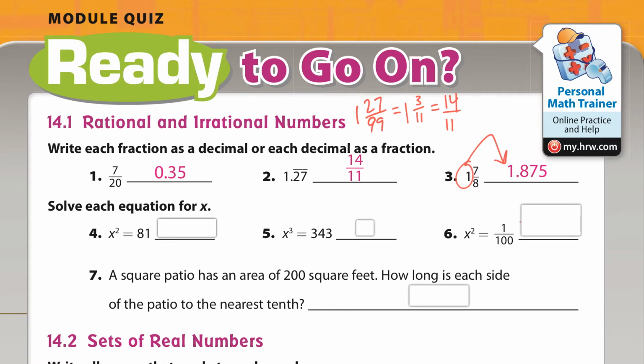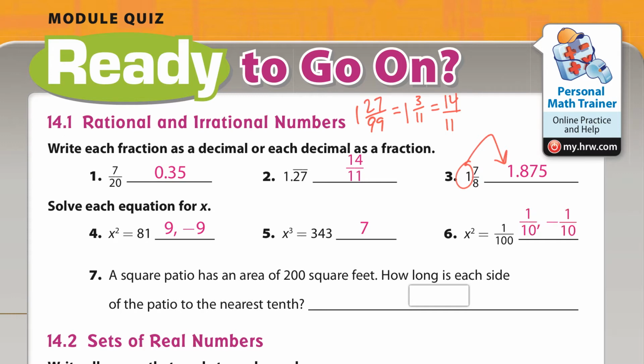Solve for x. Well, what number times itself is 81? That's 9, and also negative 9. And so you would have 9 and negative 9. What number times itself is 343? I think that's 7. I think it's 7. And it's 7. And then what number times itself is 1 over 100? Well, I think 1/10 times 1/10 is 1/100th. And it's positive or negative.